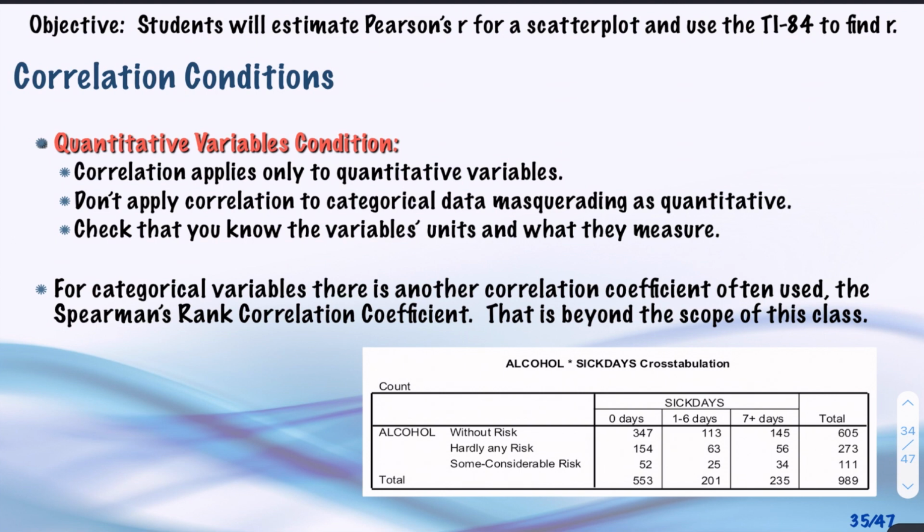For categorical variables, there's another correlation coefficient that's often used, and it's called Spearman's rank correlation coefficient. Think Mrs. Spearman. But that is beyond the scope of this class, so we're not going to focus on it. I bring it up, it's good to know, but you're not going to be tested on it.